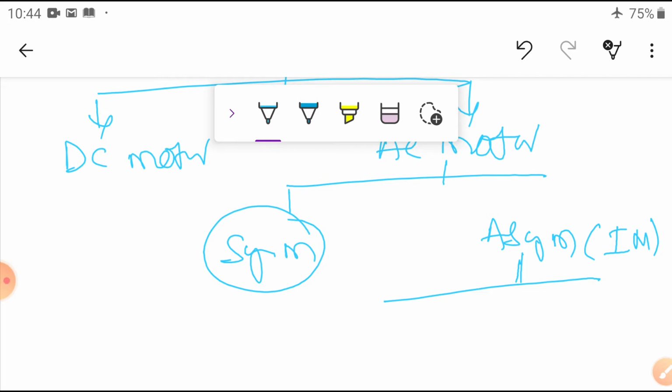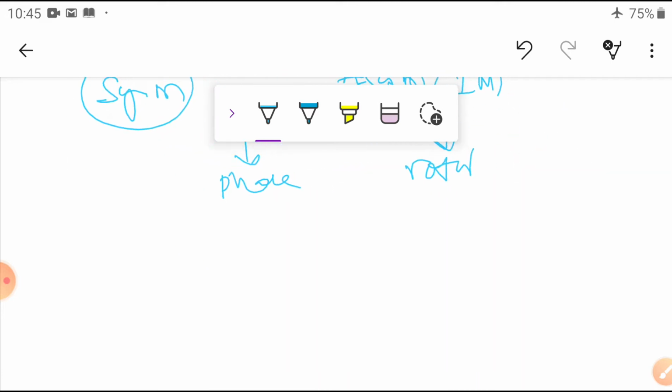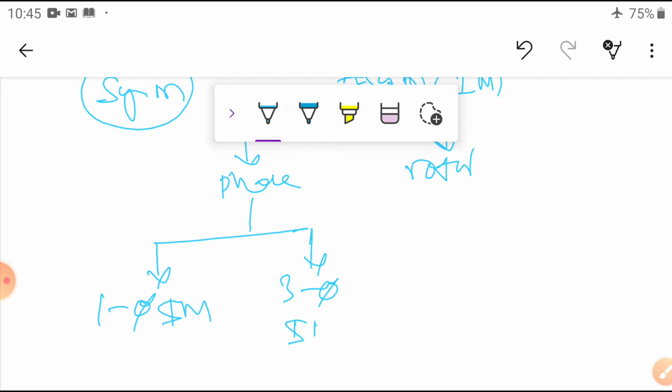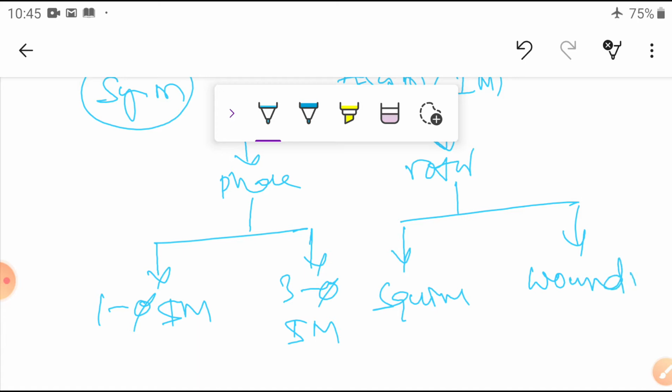So, the induction motor is further classified based on the phase, whether it is a single phase induction motor or three-phase induction motor, and based on the rotor type, one is the squirrel cage rotor and the other is the wound rotor, that is, the slip ring induction motor. So, these are the classification of motors.